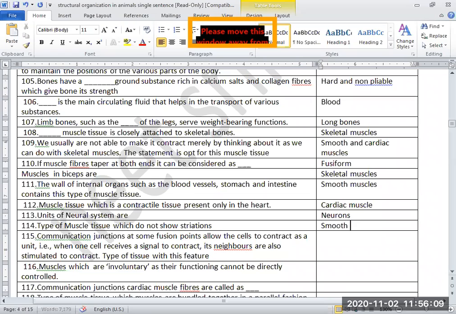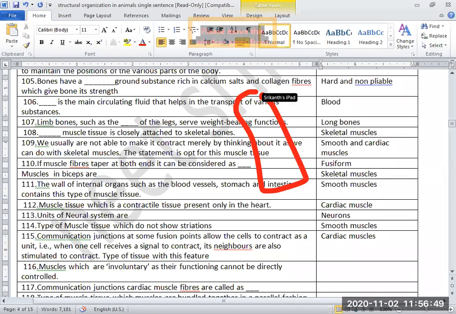Both skeletal and cardiac muscles show striations because of the regular arrangement of thin and thick filaments in them. Next, communication junctions at some fusion points allow the cells to contract as a unit. When one cell receives a signal to contract, its neighbors are also stimulated to contract. This type of tissue is cardiac muscle. What do you call this kind of junction? Intercalated discs. Very good.